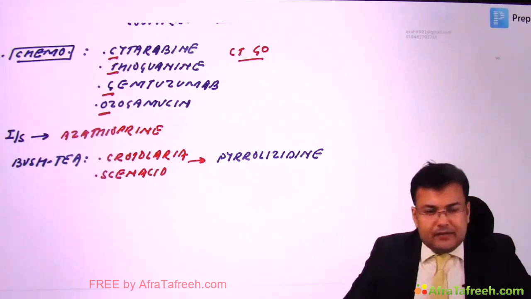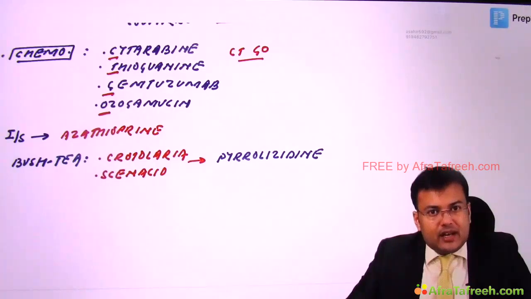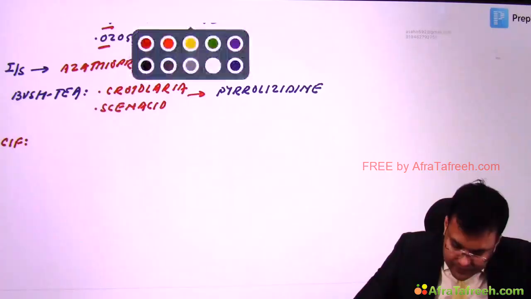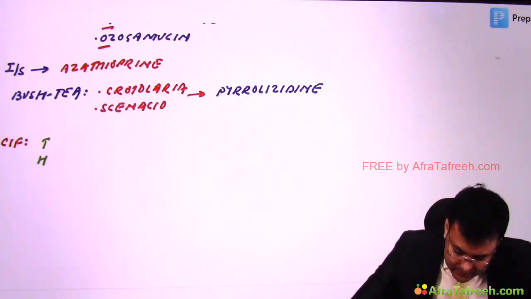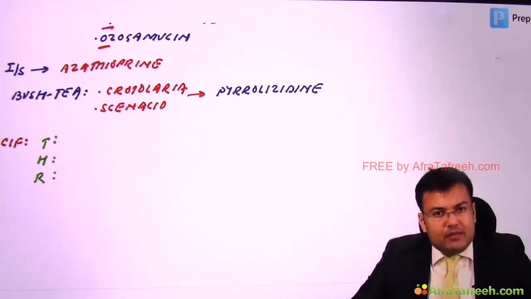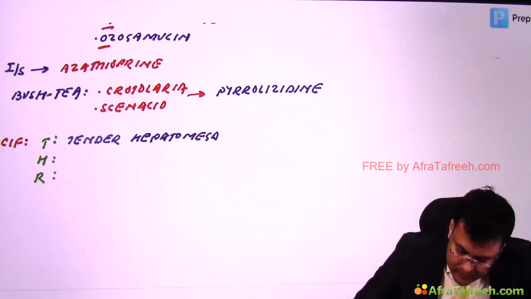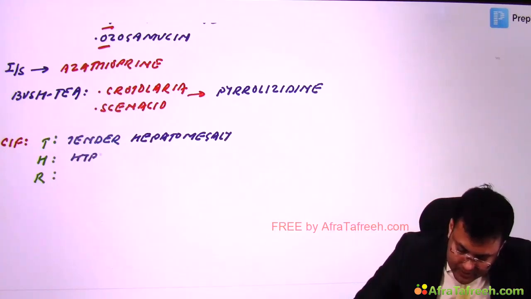Here the triad is a bit different. Symptoms are similar, but the triad of VOD is a bit different, and the mnemonic is THR. Now see the clinical features. T means tender hepatomegaly, H means hyperbilirubinemia or jaundice, R means retention of fluid.